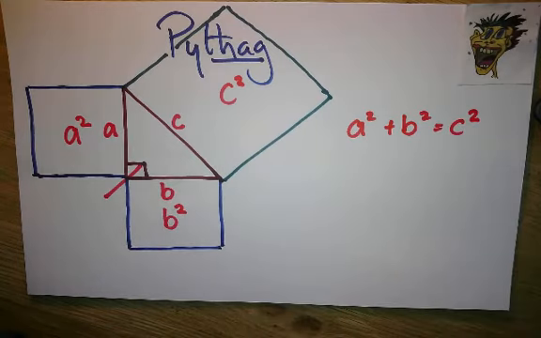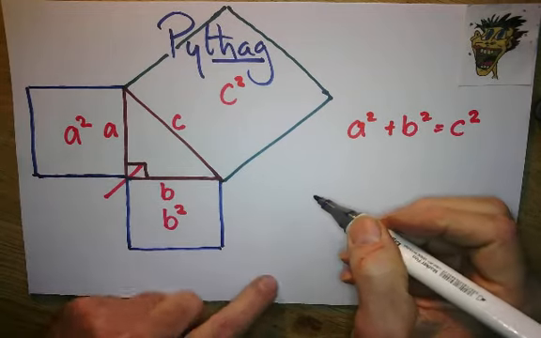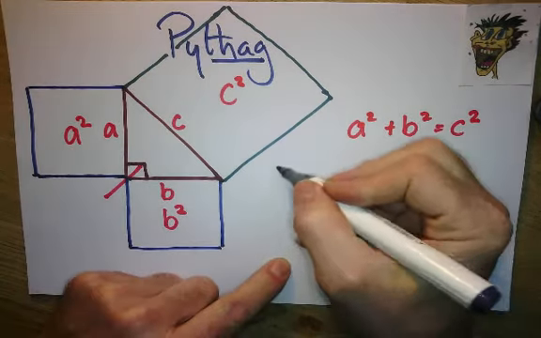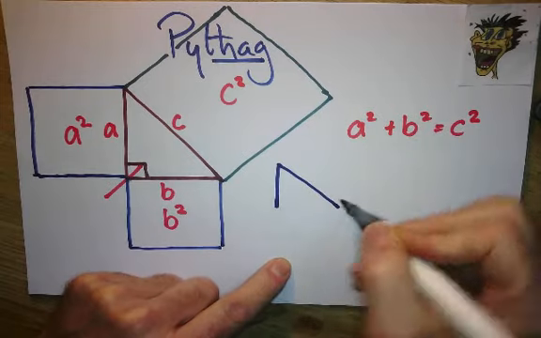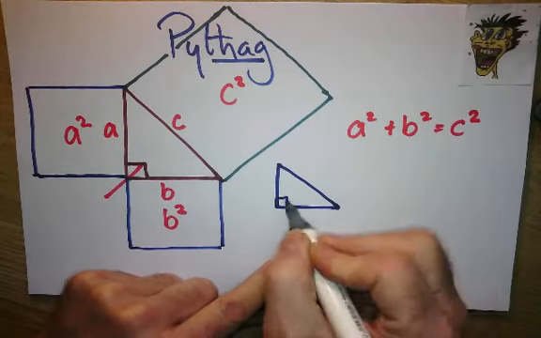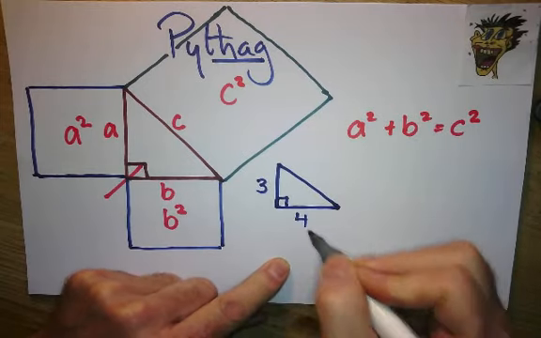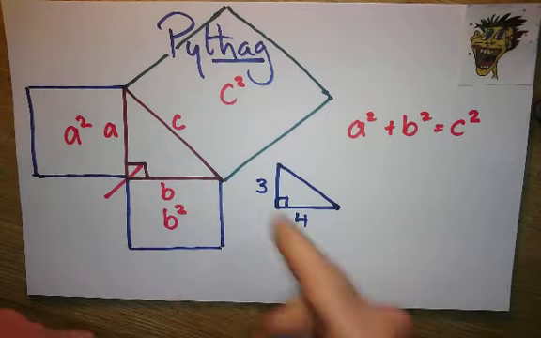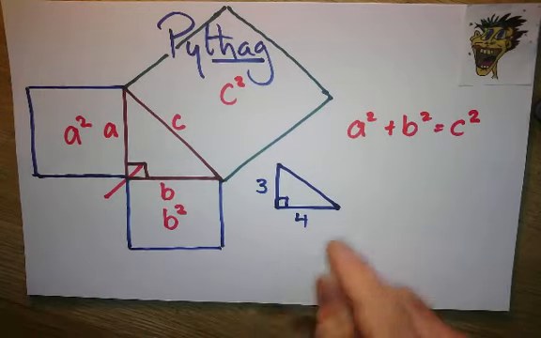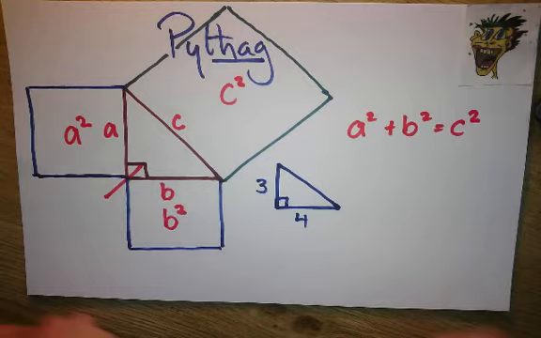Let's put that as an example. And they often give these ones where they're whole numbers. They're called Pythagorean triples. So let's just see how this works. We have two shorter sides and we want to work out what that longer side is.